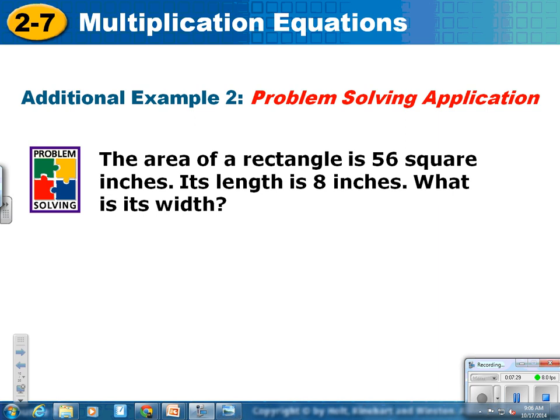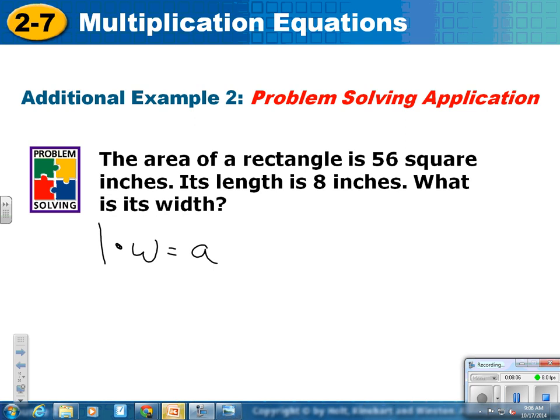Okay, it says the area of a rectangle is 56 square inches. Its length is 8 inches. What is its width? We need to know a few things first. Please stop writing on your whiteboards. First of all, how do you figure area of a rectangle? Length times width. So L times W equals A. Length times width equals area. Is that a true statement?